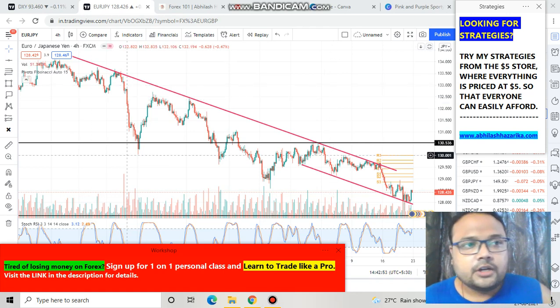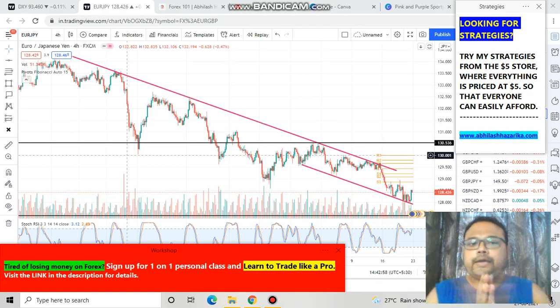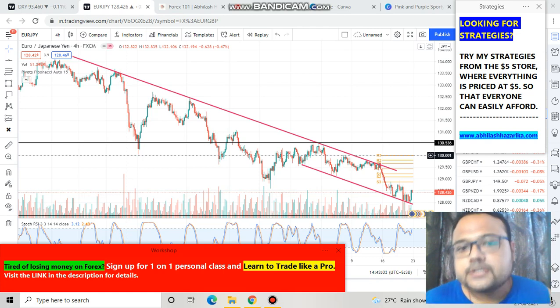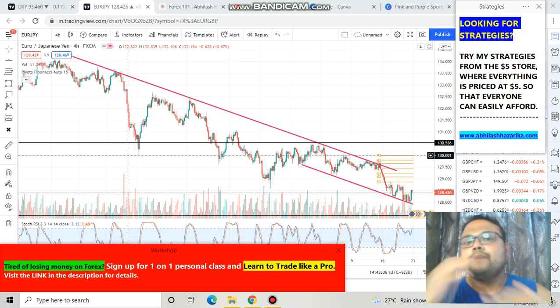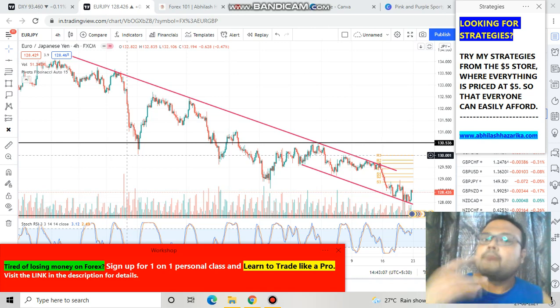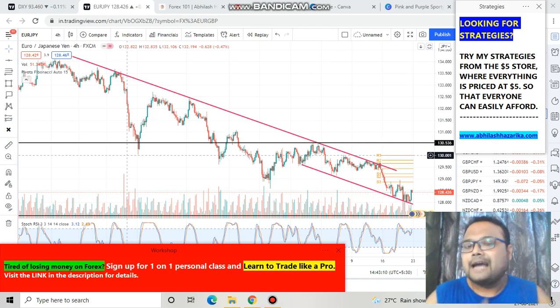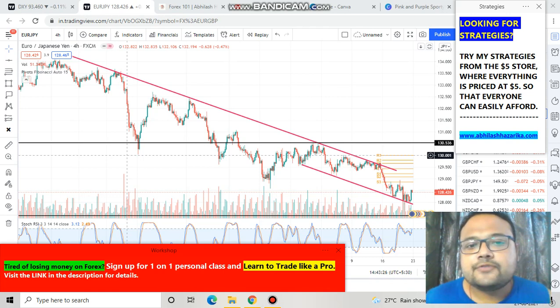This is the 4-hour chart of Euro JPY, and if you look at the chart here, we can easily see that the market has constantly formed a series of lower highs, which means that whenever the market tried to go up, it failed to cross the previous high, and this is a downtrend market. Downtrend market means the number of sellers is higher in comparison to the number of buyers. So sellers are dominating in this market, and as we all know, the thumb rule of the market says follow the trend.